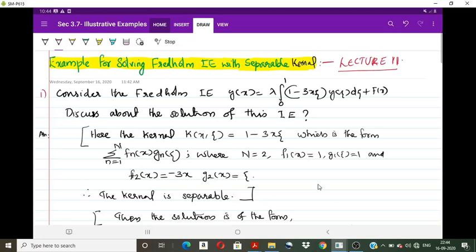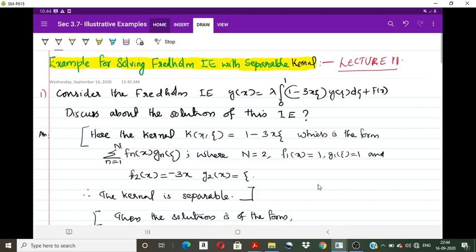Hello all, welcome to the new lecture of integral equations. In the last lecture we have discussed the method of solving Fredholm integral equation in which the kernel is separable. Now we are going to discuss one illustration for the theory.